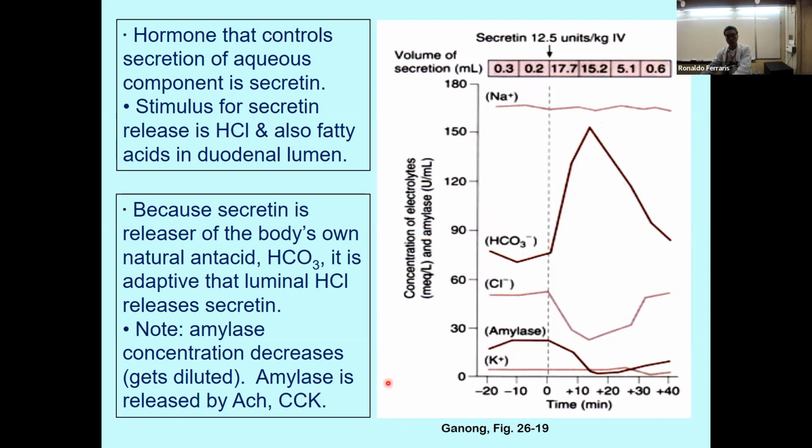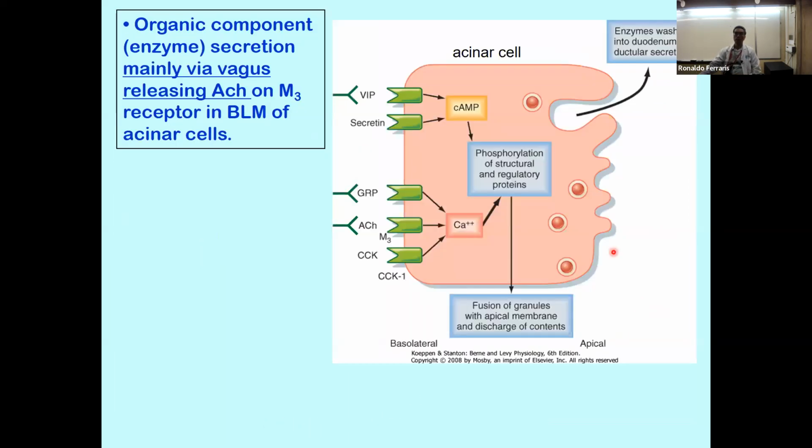Amylase is released by a different hormone, CCK. And in conjunction with that, acetylcholine, as depicted here. So this is the food side, this is your blood side. So these are your enzymes, and these are made in the pancreatic acinar cells.